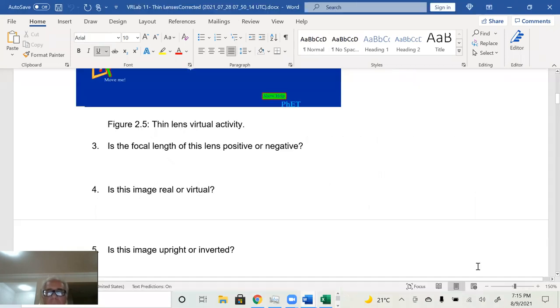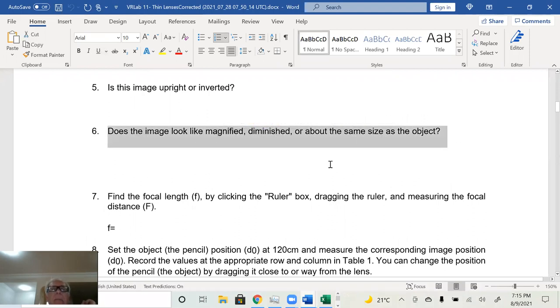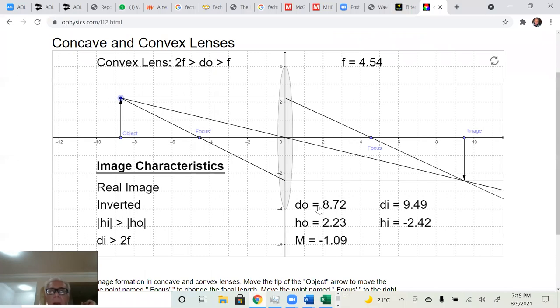Let's go back here. Upright or inverted: this image is inverted. Now you gotta find out whether the image is magnified, diminished, or about the size of the object. Here's the height of the object, 2.23. Height of the image is 2.42. So the image is being magnified, because the length of the image is larger than the length of the object.